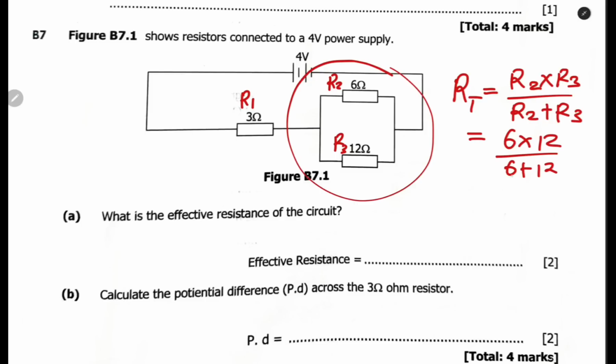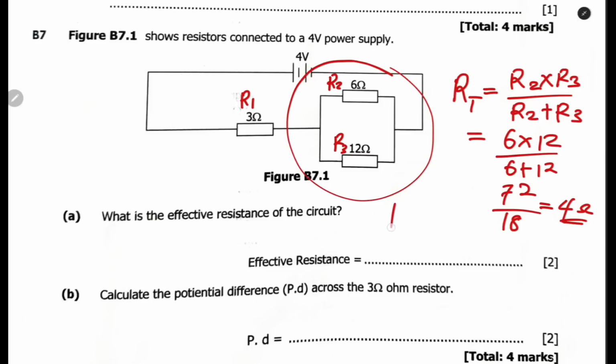6 multiply 12 is 72. Then divide 6 plus 12, which is 18. What is 72 divide 18? So we are able to find 4 ohms. So the total resistance for these that are in parallel is 4 ohms. But remember what I said, you add the one that is in series for you to find the effective resistance of the circuit.